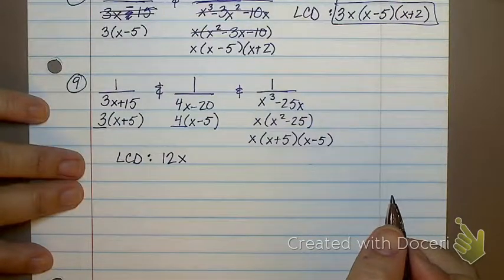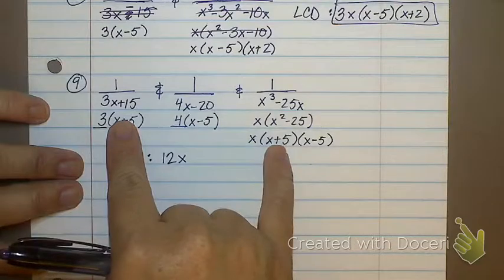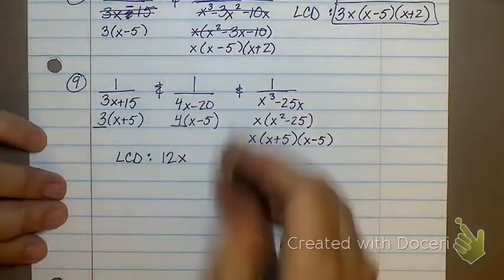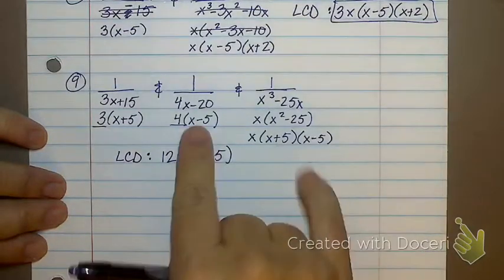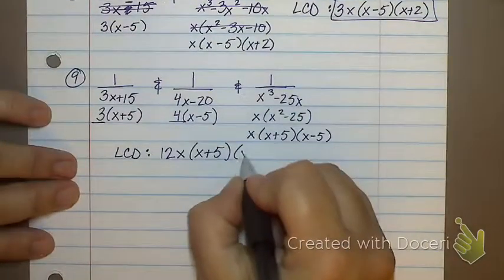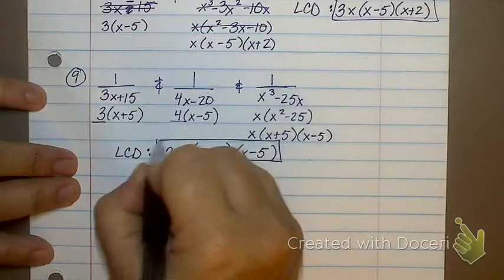And then what are the parentheses represented? X plus 5, and the highest exponent is just x plus 5, right? There is no exponent. And then x minus 5. So that's the LCD of all 3 of those fractions.